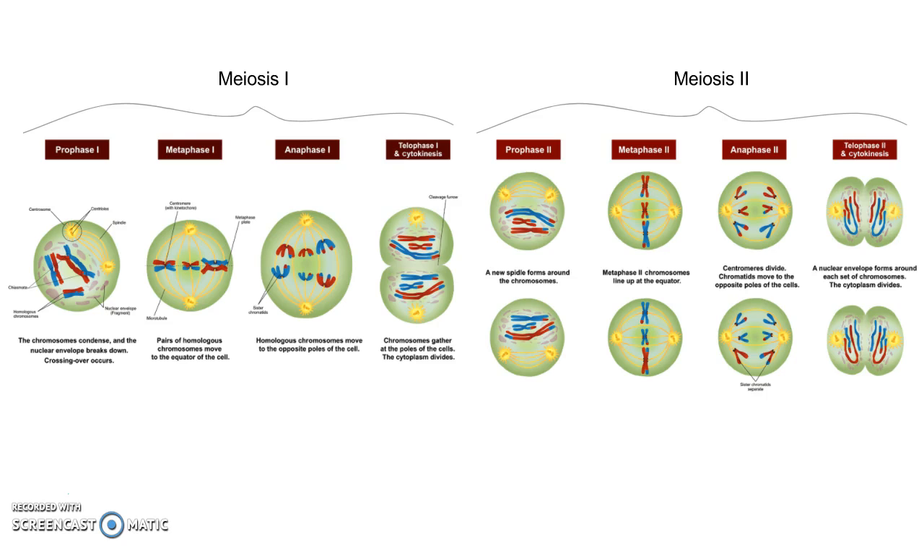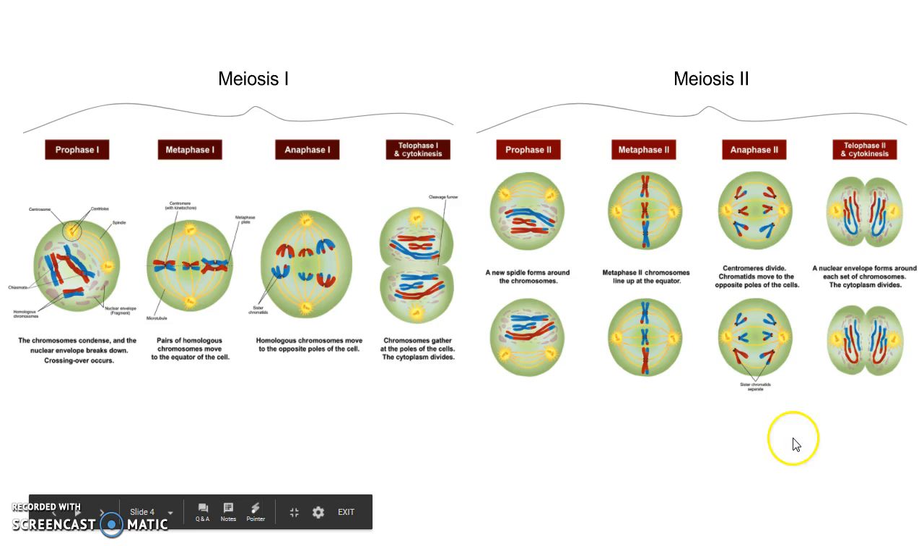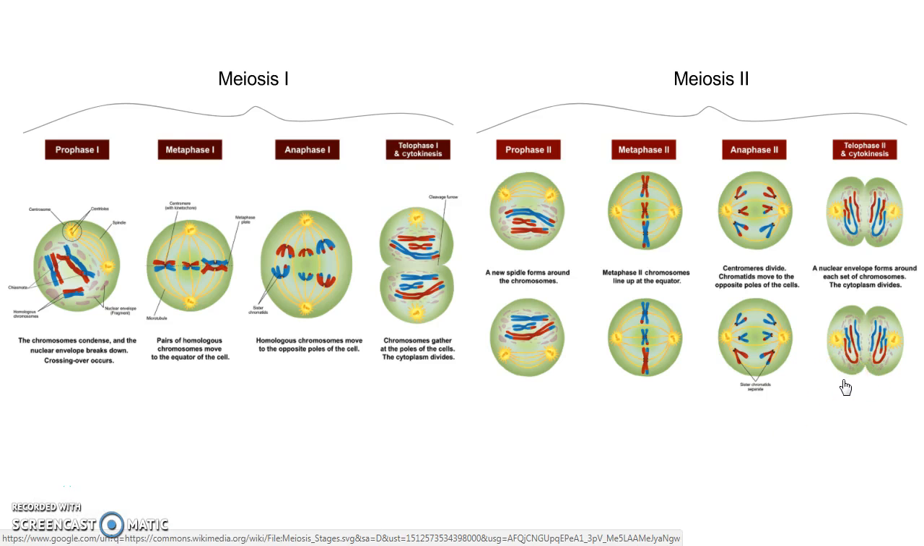And in telophase 1 and cytokinesis, we have the chromosomes gathering at the poles of the cells and the cytoplasm also dividing. Now, if you look at prophase 2, there is no crossing over like what happened in prophase 1. Crossing over only happens one time, and that's in prophase 1. And at the end, as we go through the entire process, we can see our 4 genetically different haploid cells being developed in telophase 2 and cytokinesis.